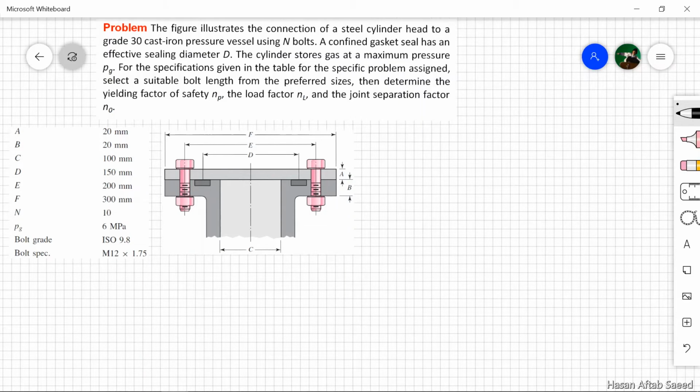Bismillahirrahmanirrahim. This is a static loading problem of a bolted connection, and the problem statement is here. The dimensions are also given.